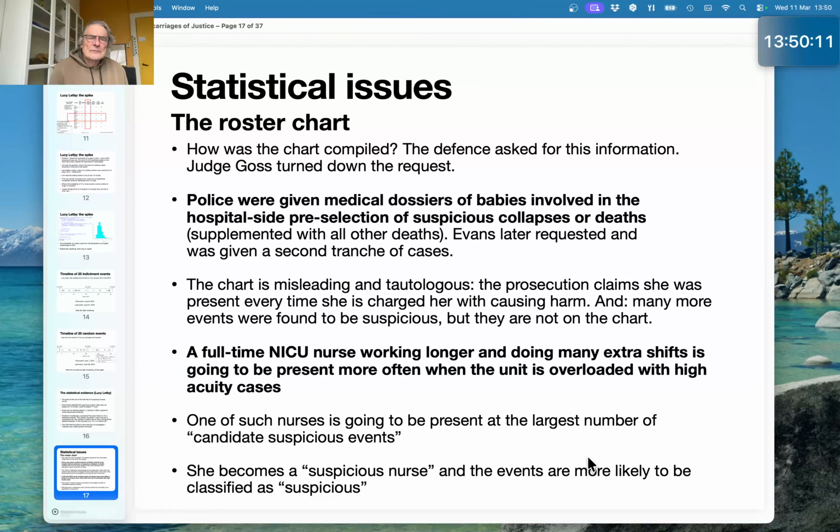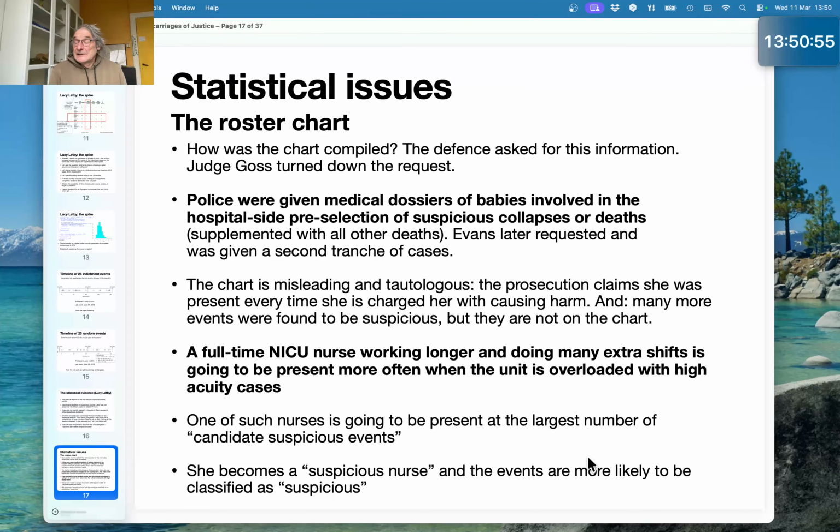Well, what we know is that the consultants went to the police in a panic. They've said so. And they convinced police in no time that there was a very serious case here for the police to investigate. The police asked them, or the hospital, for medical dossiers of all babies involved in the events, all dossiers of the events, suspicious collapses or deaths.